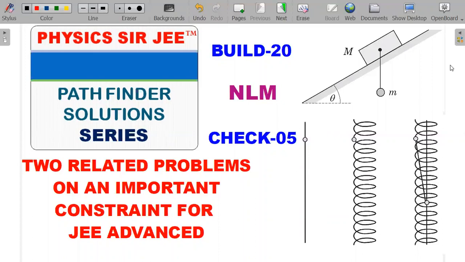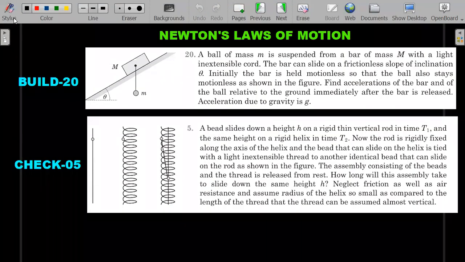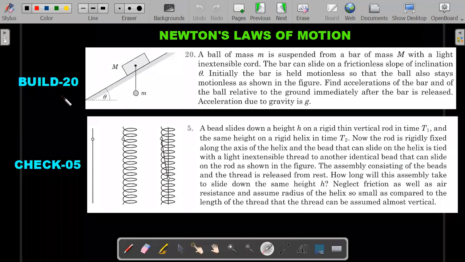So let's move forward and look at the problem statements of each of these. One is from the Build Up Your Understanding section, 20th problem, and the second one is the Check Your Understanding 5th problem. Okay, so first one: a ball of mass m is suspended from a bar of mass capital M with a light inextensible cord. The bar can slide on a frictionless slope of inclination theta. Initially, the bar is held motionless so that the ball also stays motionless as shown in the figure. Find the acceleration of the bar and the ball relative to the ground immediately after the bar is released. Acceleration due to gravity is g.